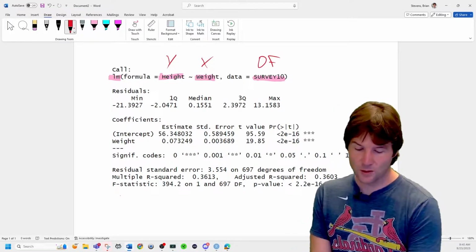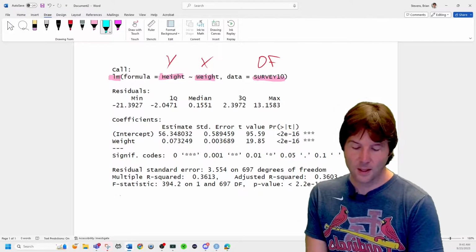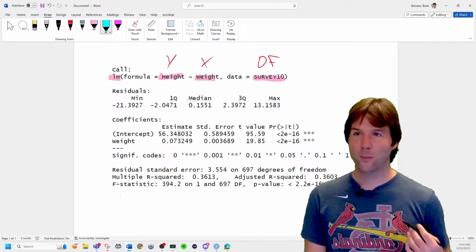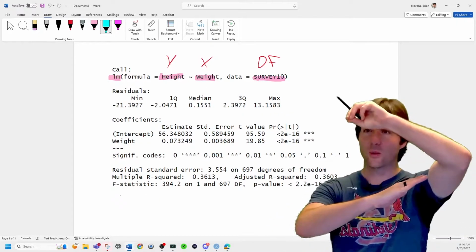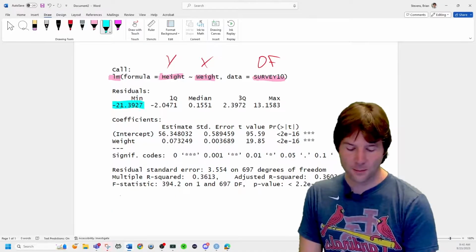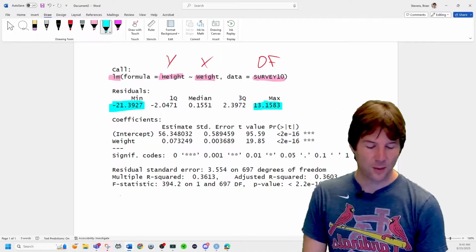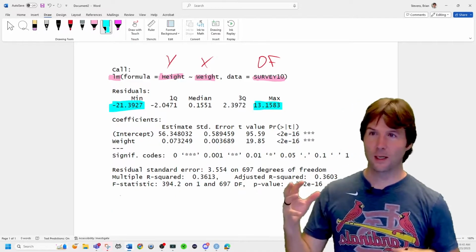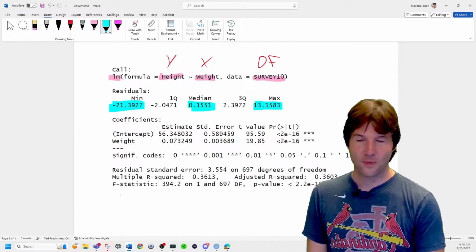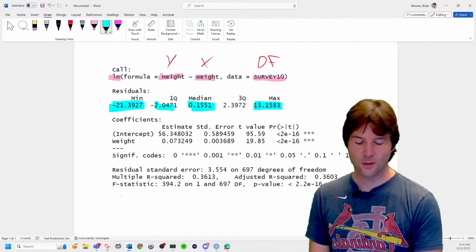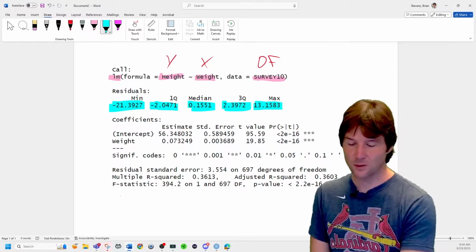Next, you see the residuals, which is how much we miss by. A residual is going to be the actual minus predicted, so it's the distance your point is away from the line, and this is the most negative residual. This is the most positive residual, so we have the min and the max. The median is the 50th percentile of residuals, and then we have the 25th and the 75th percentile of residuals.